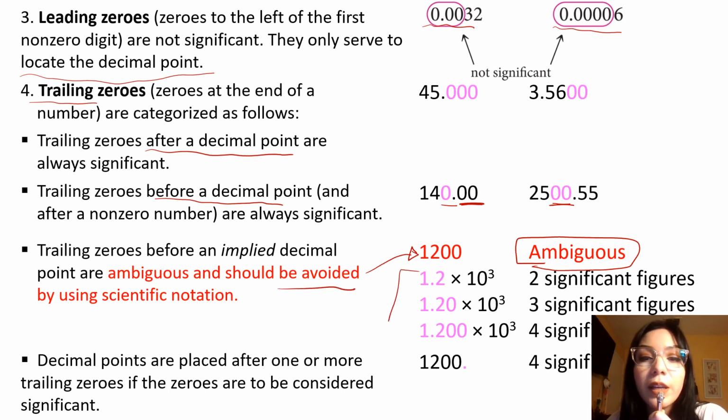In all these other cases, because we have that decimal point right there, then you know that anything after it is significant, so it's pretty straightforward. In this case, you have 2, 3, and 4. And then decimal points placed after one or more trailing zeros are significant. So as long as you have that decimal there, then you know that those zeros are significant. So here you have 4 sig figs.